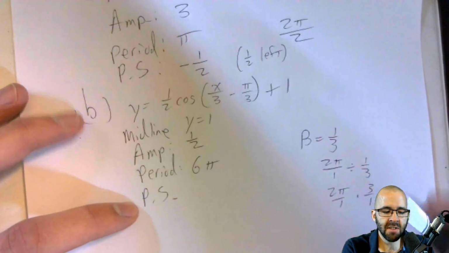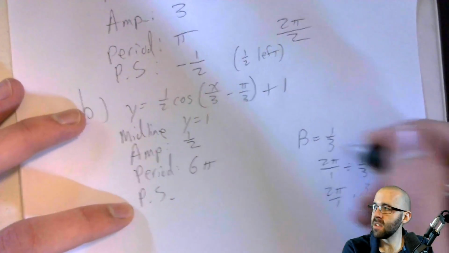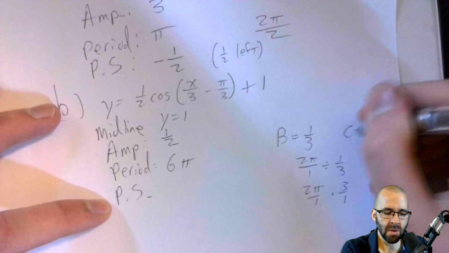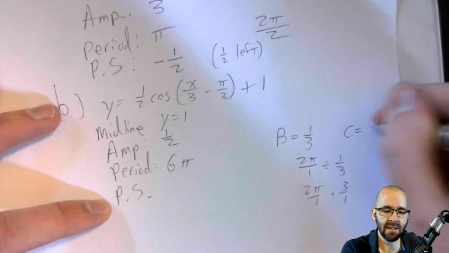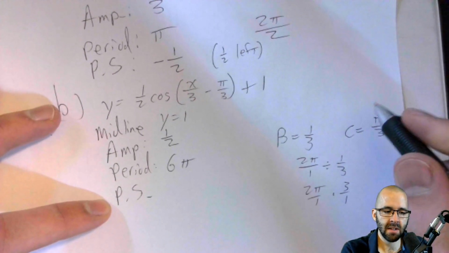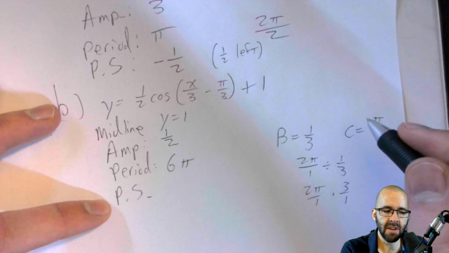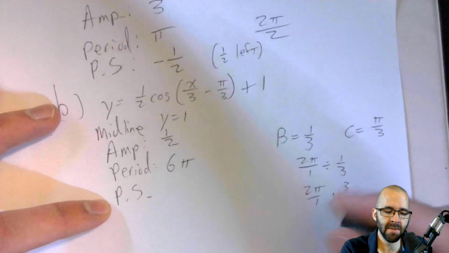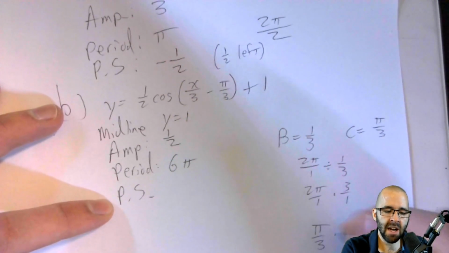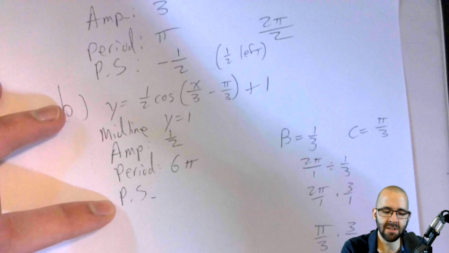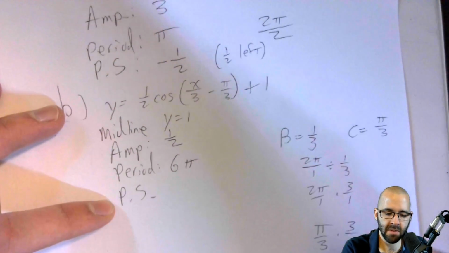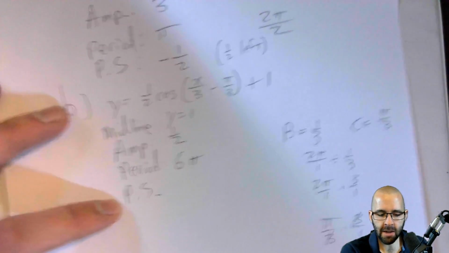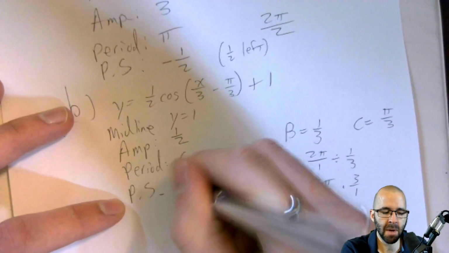And finally, the phase shift is kind of the most obnoxious. We said b was 1/3. Well, c is positive pi over 3. So the phase shift is going to be c divided by b. It's going to be pi over 3 divided by 1/3. But again, dividing is just the same as multiplying by the reciprocal. And we're going to get a phase shift of just pi.